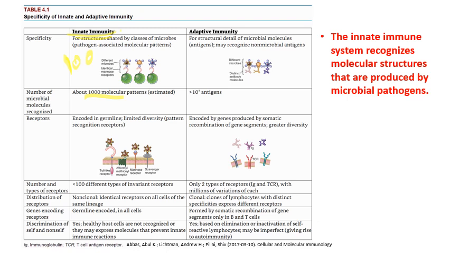Here, less than 100 different types of receptors, variants. It comes in your DNA, so it is germline encoded in all the cells. When you compare this with your adaptive immune response, that's totally different. Your adaptive receptors are receptors on your B cells and T cells, and the DNA of those is going to change. It's a lot more complicated.